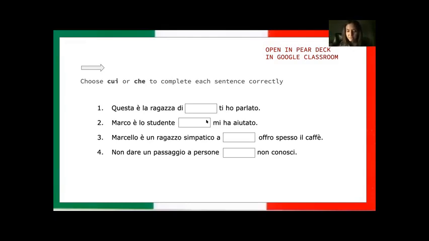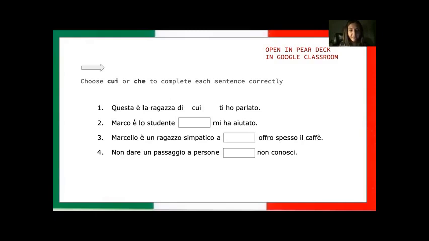Questa è la ragazza di cui ti ho parlato. Perfetto. Okay, why did you put di cui? And what does the rule say? Okay, very good. So Matthew is saying, I put cui because it is a person and especially because there is a preposition. Okay, very, very good, Matthew.